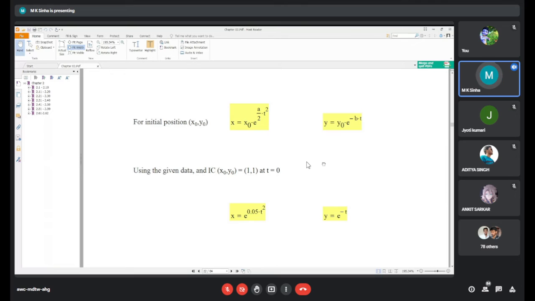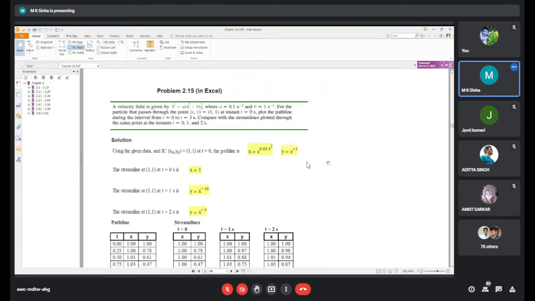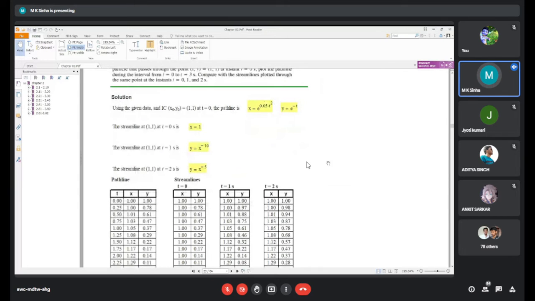After giving the value of the coefficients a, b, with the path passing through (1, 1), this will come out. This is the xy equation we got. For a streamline at t equal to 0, x equal to 1; at t equal to 1, y equal to x to the power 10; and at t equal to 2, x equal to minus 4. So see, all these relations we got.